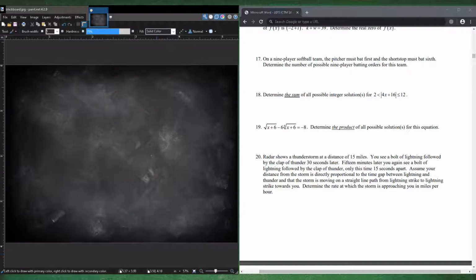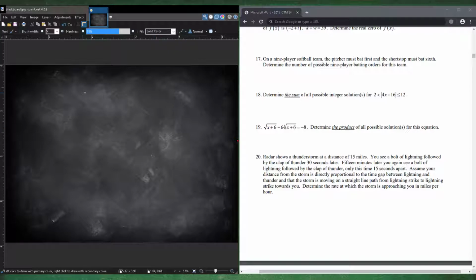Number 20. Radar shows a thunderstorm at a distance of 15 miles. You see a bolt of lightning followed by a clap of thunder 30 seconds later. 15 minutes later, you again see a bolt of lightning followed by a clap of thunder, only this time 15 seconds apart. Assume your distance from the storm is directly proportional to the time gap between the lightning and thunder.